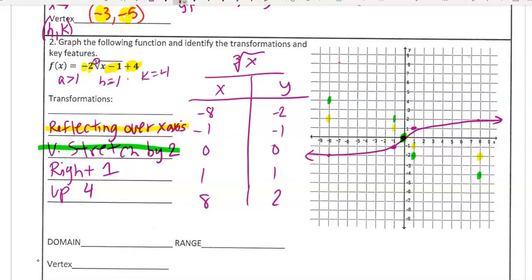So right 1, up 4, right 1, up 4. I hope you're doing it on your own too. Oh, I did one dot too far over. No, that's correct. Okay.